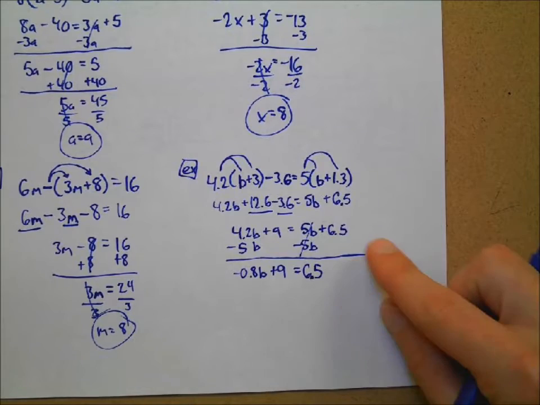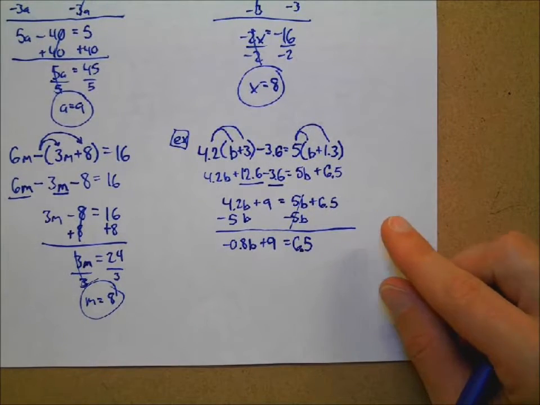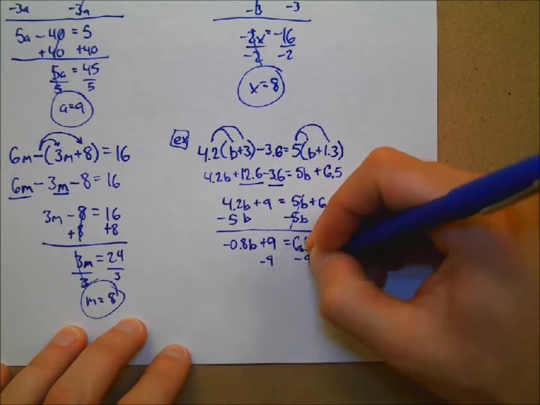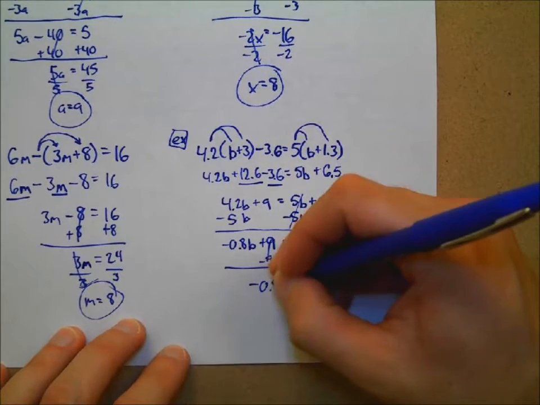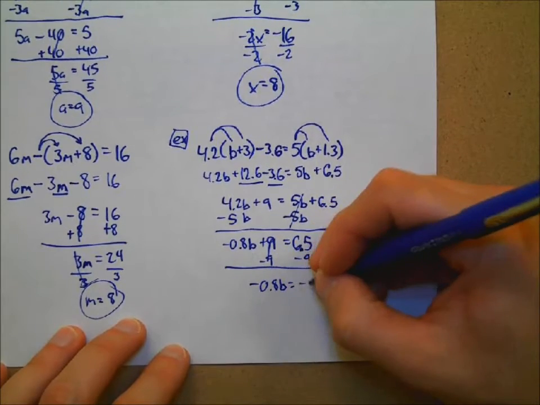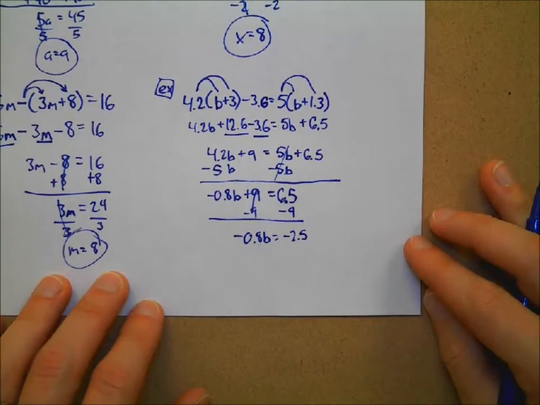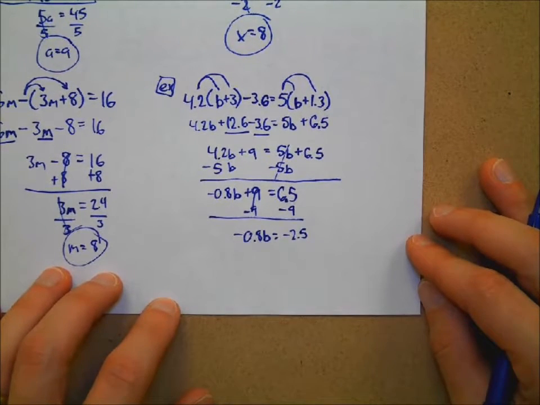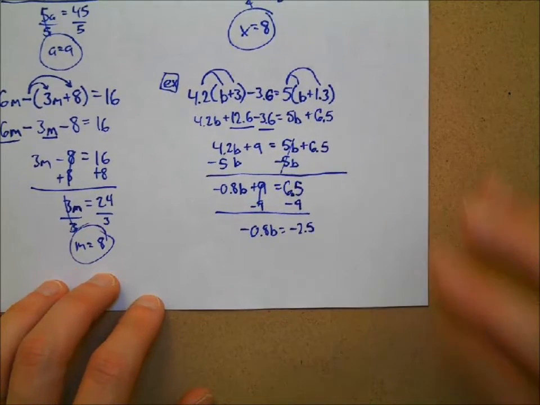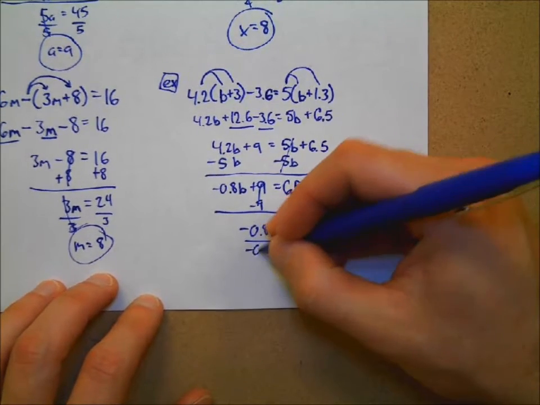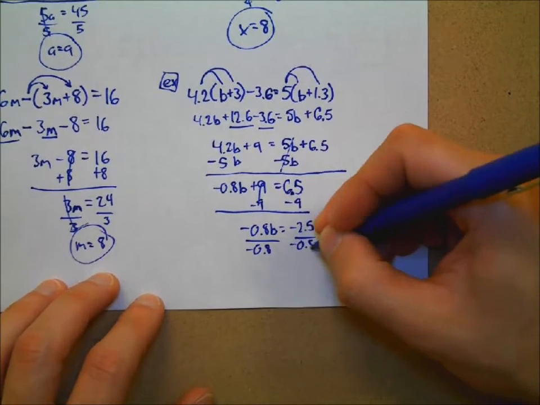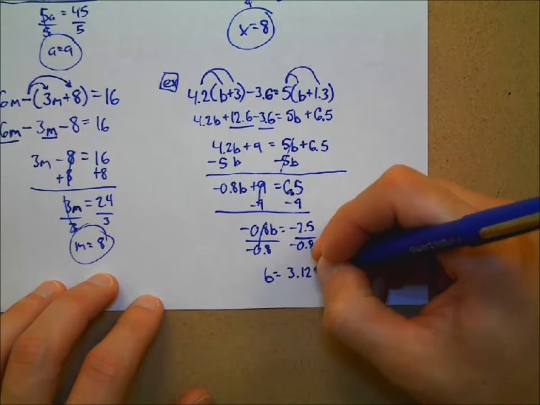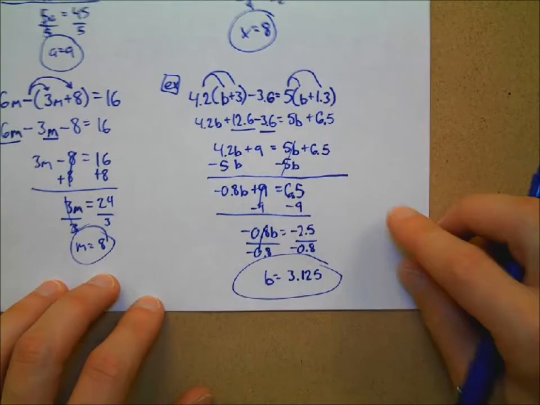So let's just keep going from here. What would be our next step? Anybody? Subtract the 9. Okay, negative 0.8b equals negative 2.5. One more step. We're almost done. What's the last step here? Go ahead, Matt. Divide by negative 0.8. Okay, and so b equals 3.125 for the final answer there. Good job.